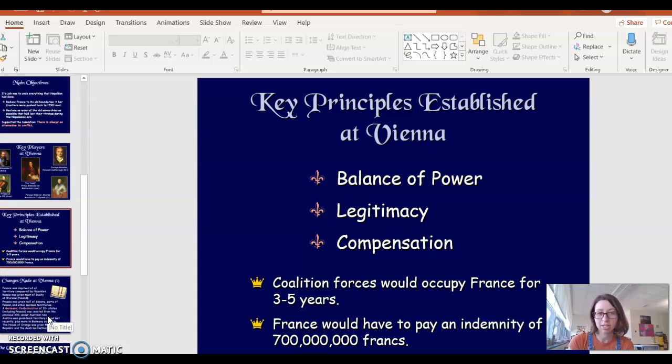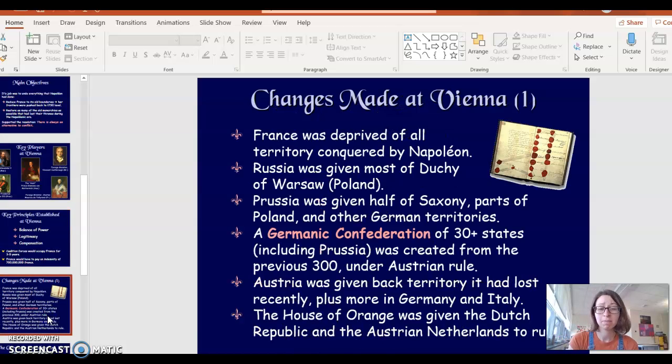So here are some changes that were made, and this list is long. You're not going to be expected to repeat much of this, but let me just go through it really quick. France was deprived of all territory conquered by Napoleon. France was given most of the Duchy of Warsaw, which we know is Poland. Poor Poland had no seat at the table, and they get axed up real quick.